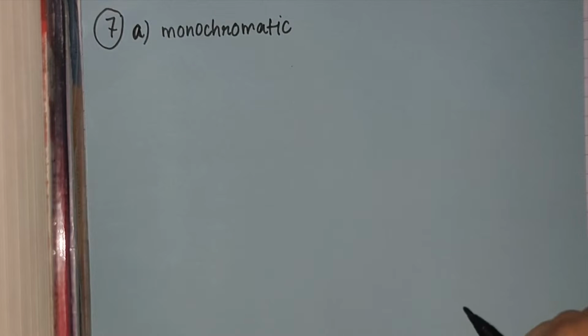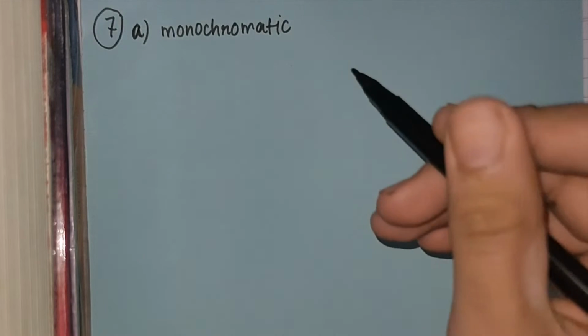Question number 7. This is a question about waves, and part A asks us, a laser produces a beam of monochromatic light. State what is meant by the term monochromatic. Okay, this is something you can memorize or you can understand on the go. So we are talking about light, first of all.